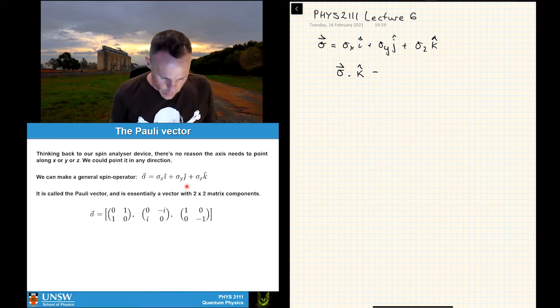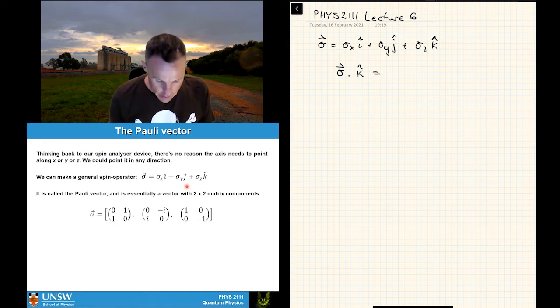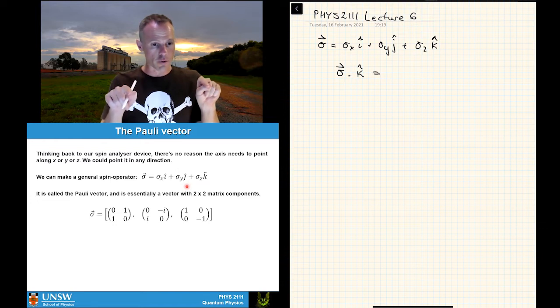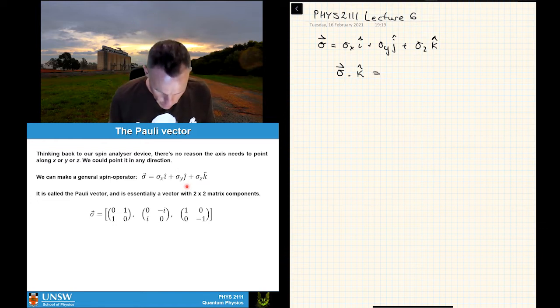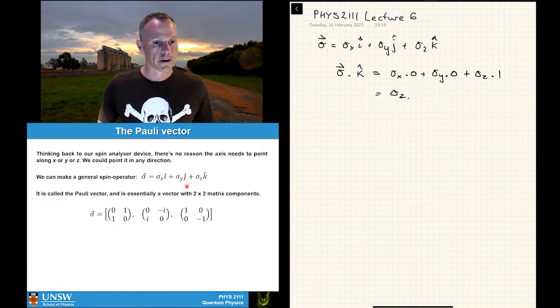What does this do? What we would get here: you know that the k vector is 0, 0, 1, right? So 0 for i, 0 for j, 1 for k. So this would be sigma x times 0 plus sigma y times 0 plus sigma z times 1, which would just give us sigma z, okay?